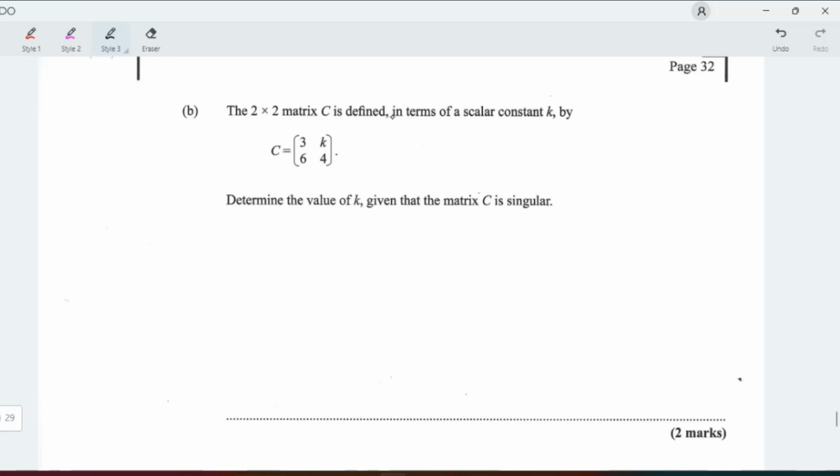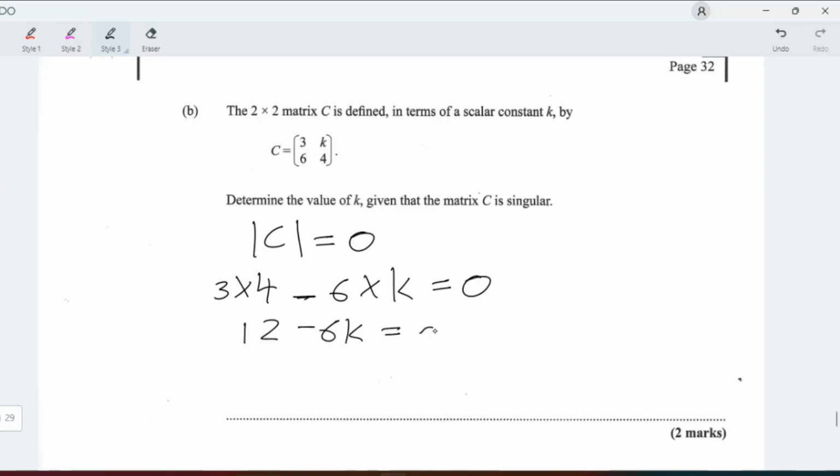Now it says the 2 by 2 matrix C in terms of the scalar constant K is such. And it says determine the value of K for which C is singular. If C is singular, then the determinant of C is equal to 0. So now the determinant is 3 times 4 minus 6 times K, and that's 0. So that's 12 minus 6K equals 0. So 6K is equal to 12 and so K is equal to 2. That's it.